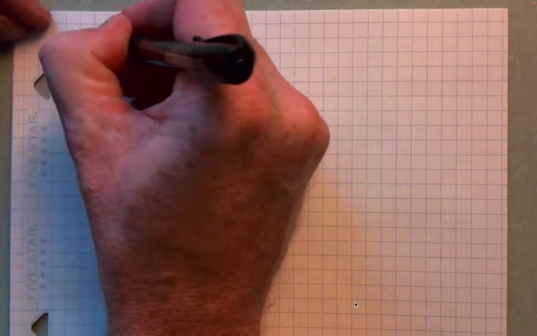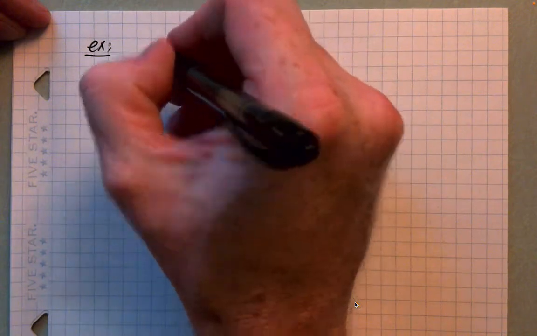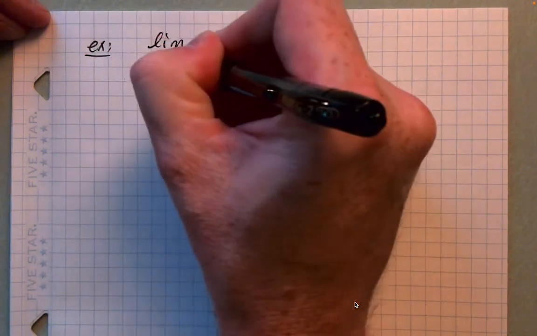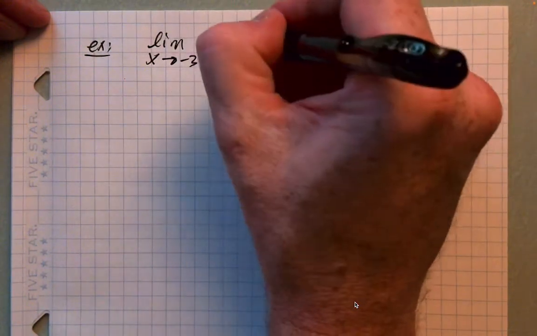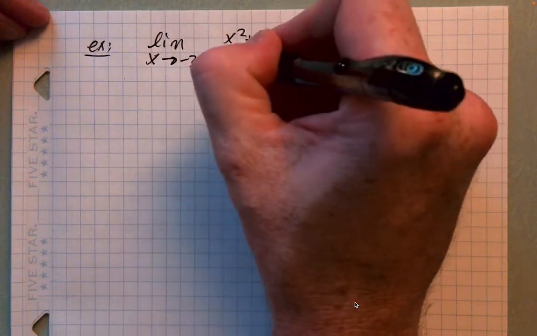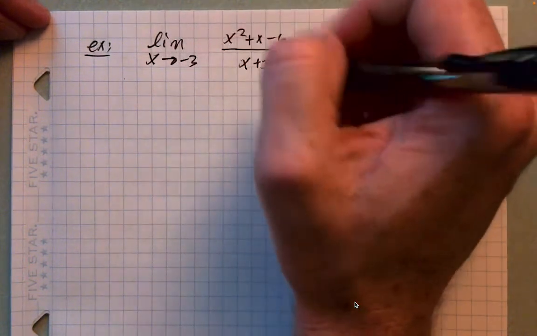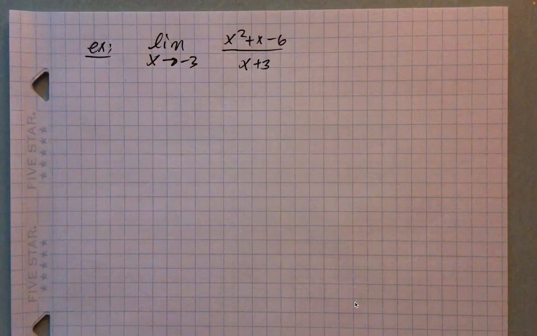So here we'll take a look at: evaluate the limit as x approaches -3 of (x squared plus x minus 6) over (x plus 3). Naturally, this is going to be one with a hole in the denominator, right? Notice that both the numerator and denominator are polynomials, but the limit of the denominator is 0, so you can't just apply the nice rational function theorem that we talked about earlier.